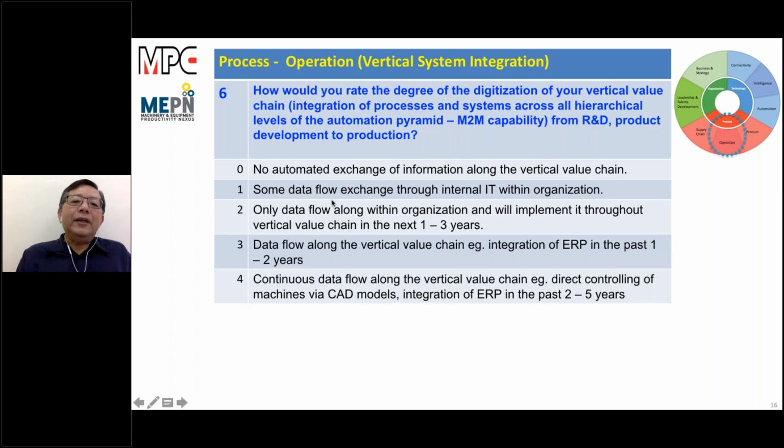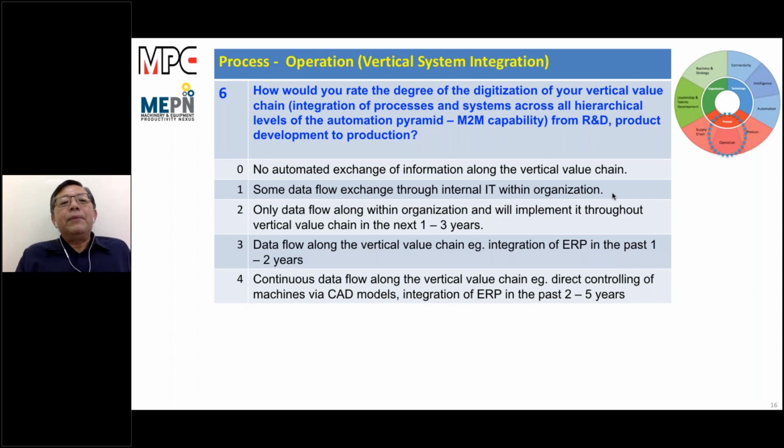Number 2: some data flow exchange through the internal IT within the organization, because you need to get some data. So there you have the machines, they can communicate, maybe through the intranet within the organization. There is some of the area, only a small unit, small portion, like what I mentioned just now, like the pump system. They only communicate pump to pump: pump A, pump B, pump C, pump D. They can communicate, but pump to communicate with the controller, other controllers, cannot. So they only restrict to certain areas.